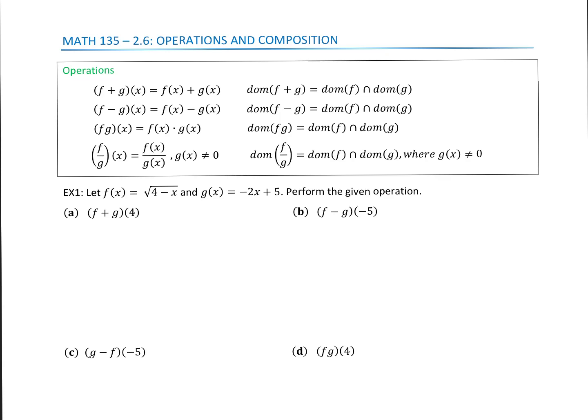Welcome to section 2.6, operations and composition of functions. So let's take a look at some of the main operations. Again, hopefully you've seen this before a little bit, but if not, don't worry.